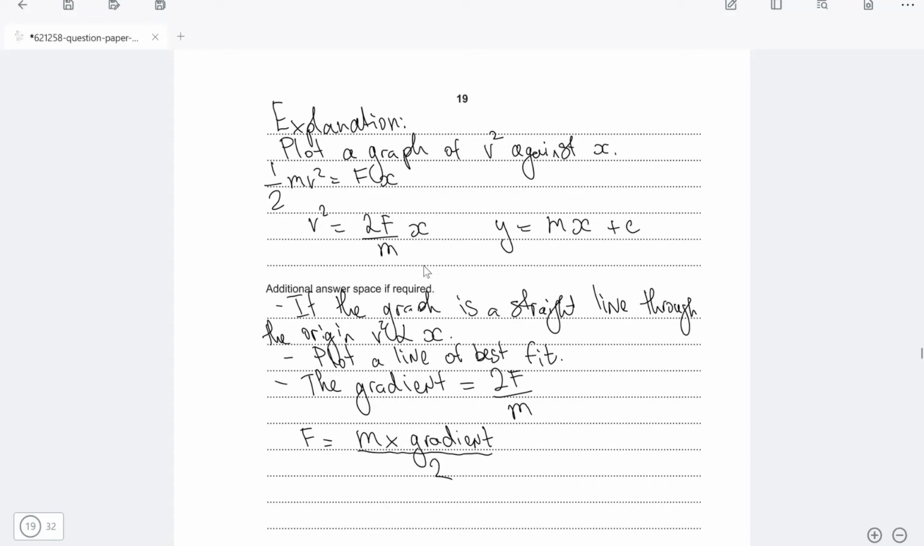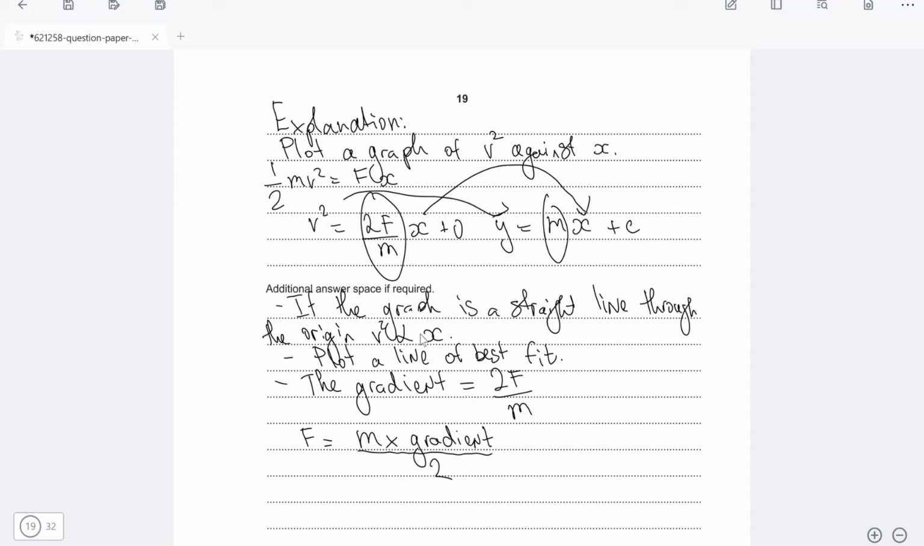And if v squared is on the y-axis and x is on the x-axis, we should get a straight line through the origin. And this over here, 2f over m, will be our gradient. So this is a very important statement to remember for a 6-mark question. If the graph is a straight line through the origin, v squared, or whatever is on the y-axis, will be proportional to x, whichever quantity is on the x-axis.